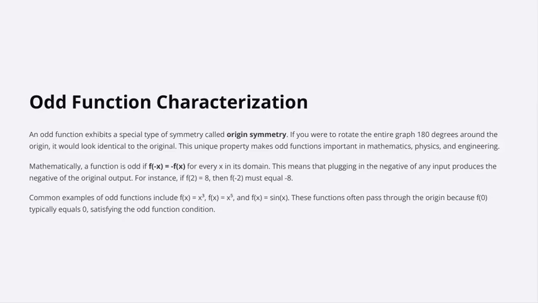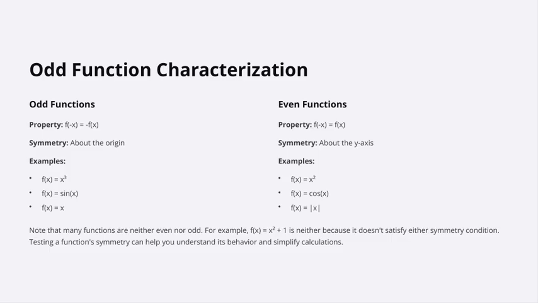Some common examples of odd functions include f(x) equals x cubed, x to the fifth power, and sine of x. You'll notice that these functions often pass through the origin because at x equals 0, the output is 0, which aligns with the odd function condition. Understanding odd functions helps us see the symmetry and behavior of different mathematical models, making them fundamental in analyzing various phenomena across different disciplines. Let's delve into the concept of odd functions.